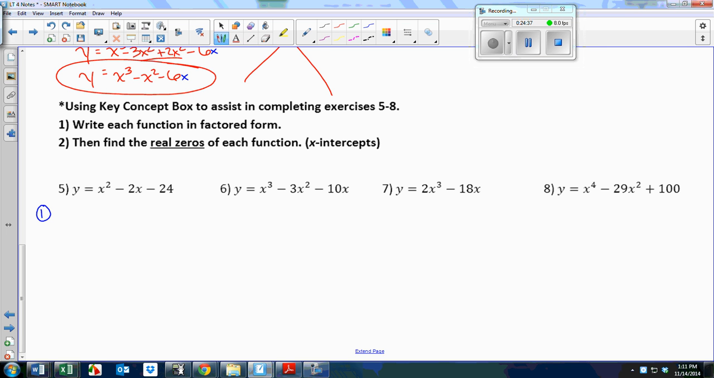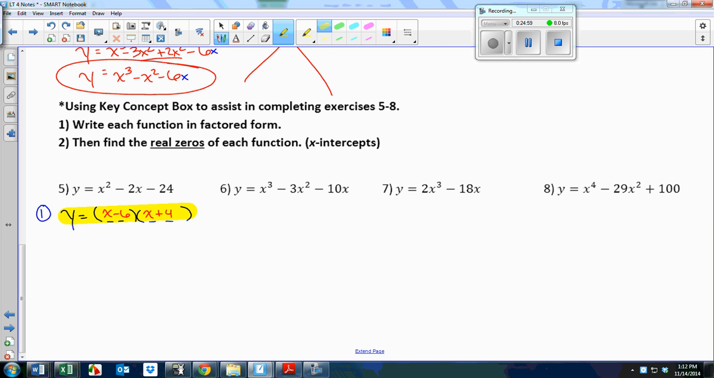Part 1, factored form. There's no GCF, so you Lloyd. X times x would make x squared, and the things that multiply to make -24 but add to make -2 are -6 and +4. That's factored form.